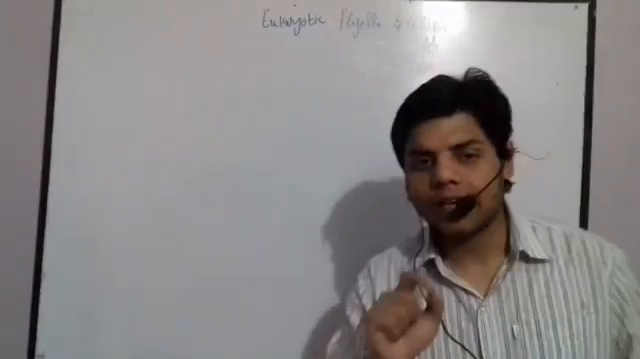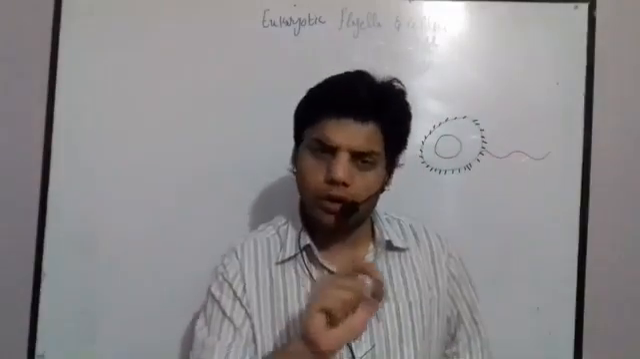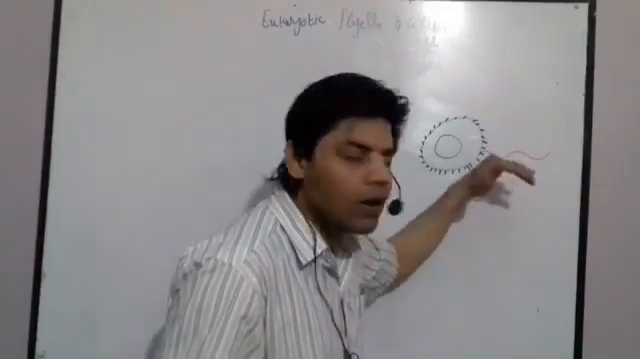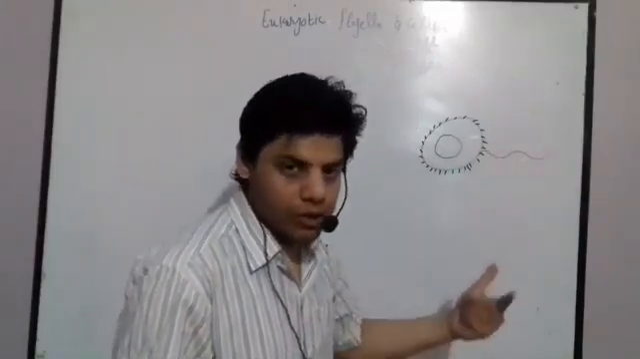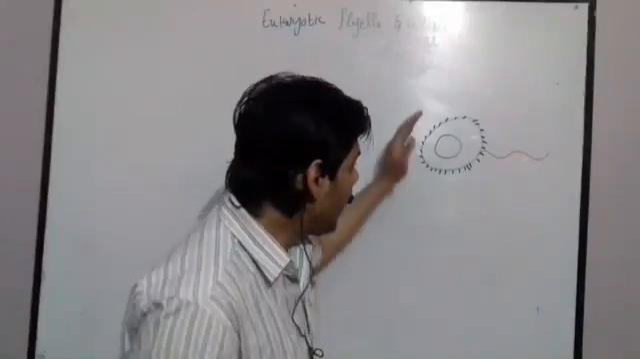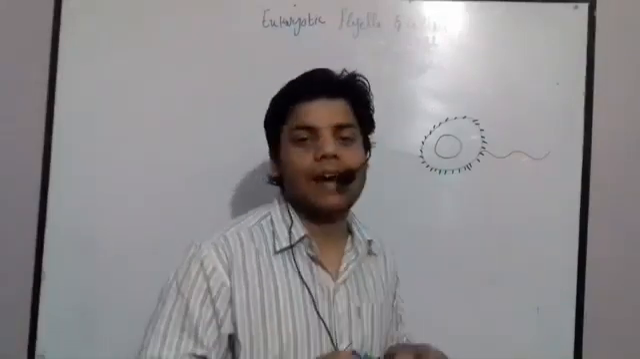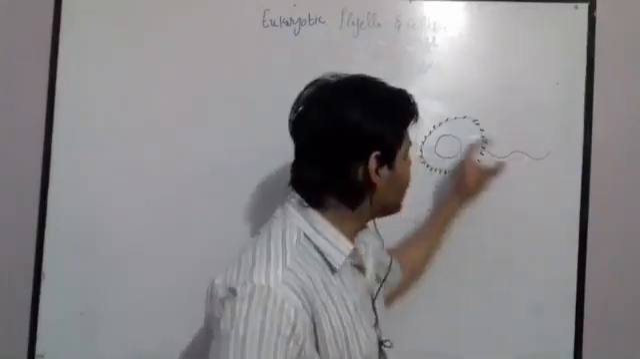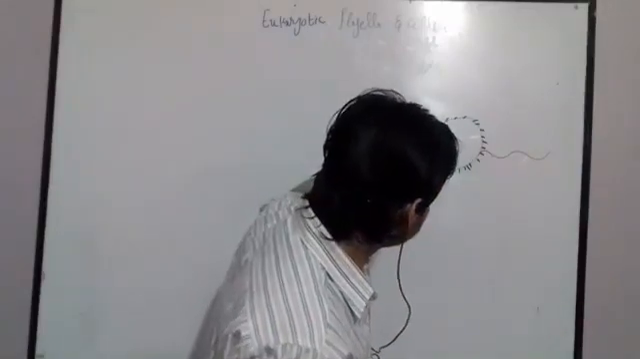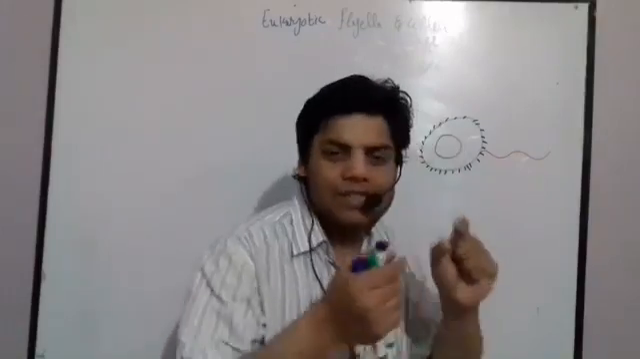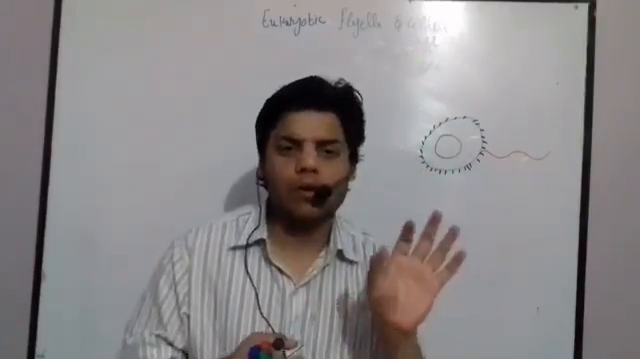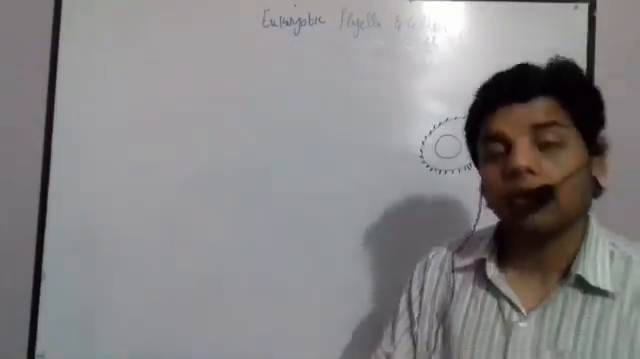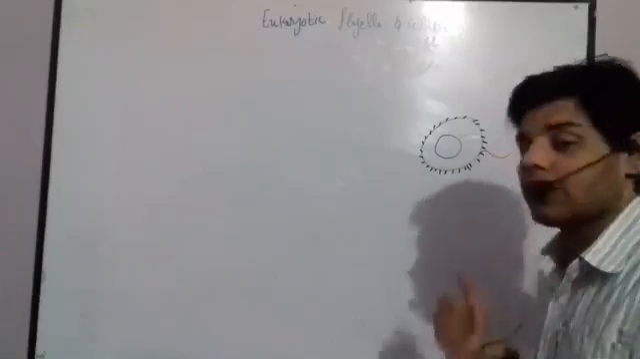Flagella and cilia differ from each other. Why? Because, as I told you, flagella are the long tail of the eukaryotic cell and are also present in a prokaryotic cell, and cilia are the thin hair-like structures that cover the whole cell. Cilia are very small, with a very small length as compared to flagella. But on the other hand, both are also similar to each other.